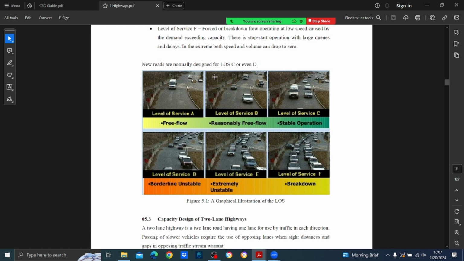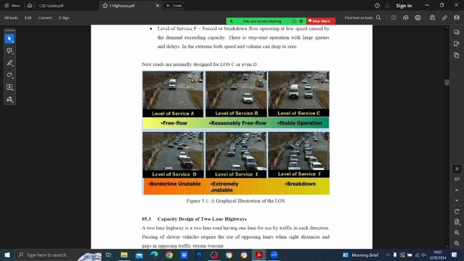But anyway, if you are going to go for a design, you have to think about the level of service. Now the level of service, there are six phases from A to F. Now this is how it is defined, right? So this is something like free flow, that there is only one or two vehicles. And this is service B, reasonably free flow. And then the stable operation, that's C. And when it comes to D, borderline unstable.